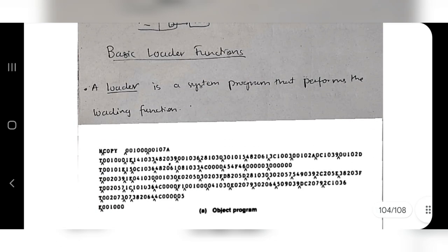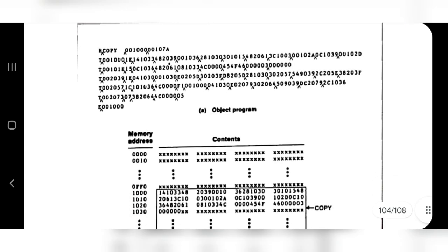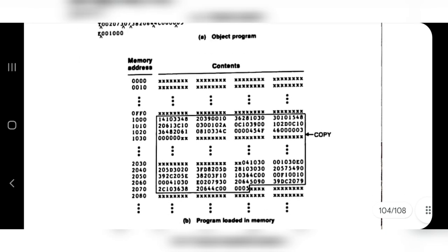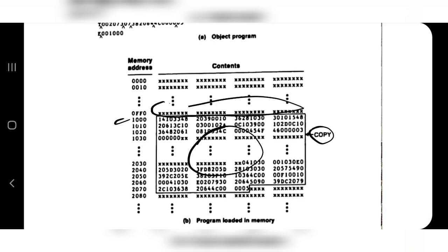Okay, so what are the basic loader functions? A loader is a system program that performs the loading function. Loading function means, as we had discussed previously, how the object program is stored in the memory. I had discussed that earlier, right? In the first SIC program, the same thing is here. This is the function copy which is stored in the memory. Here you have the address values from A to F, and here the address values, like 1010, are incrementing. Okay, so that's how you store the address values.